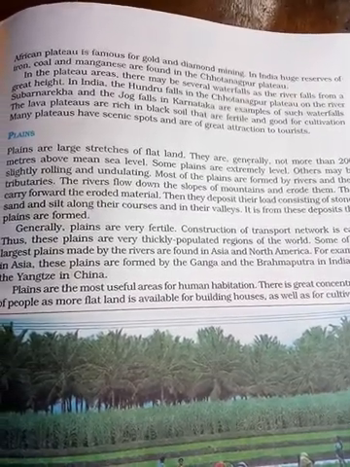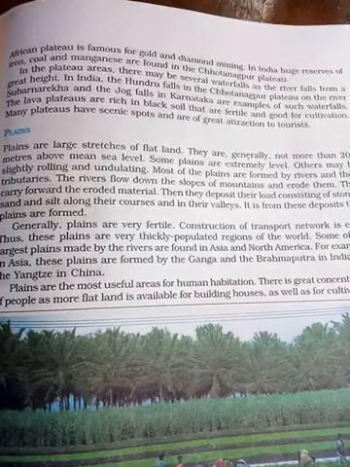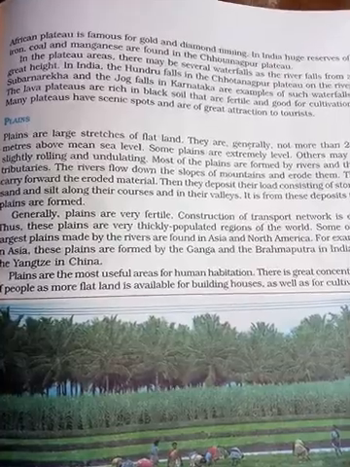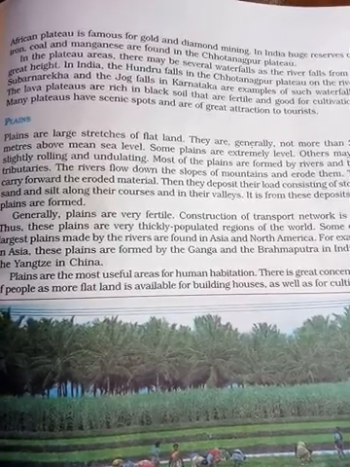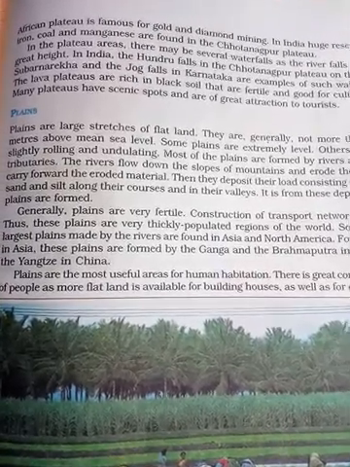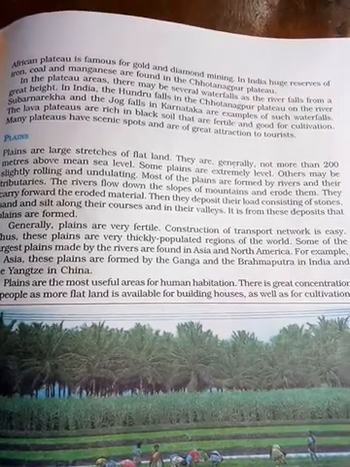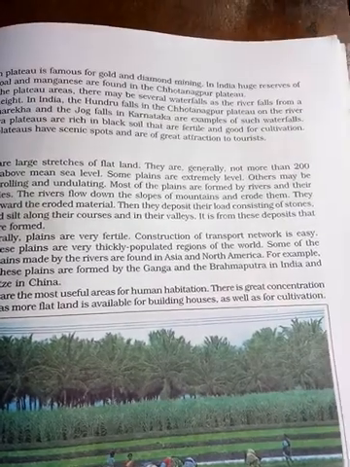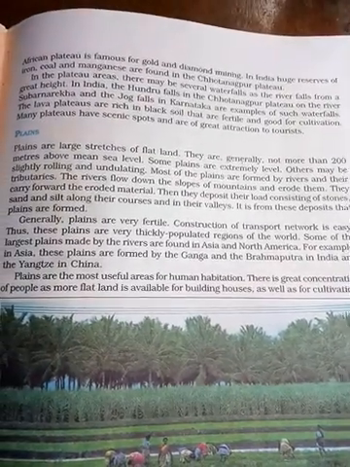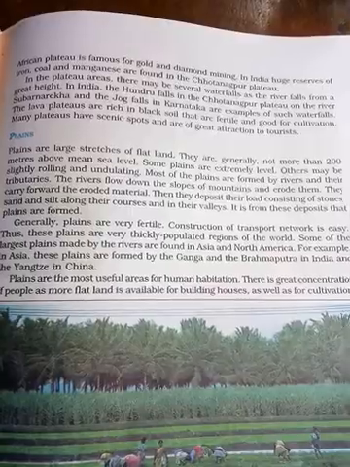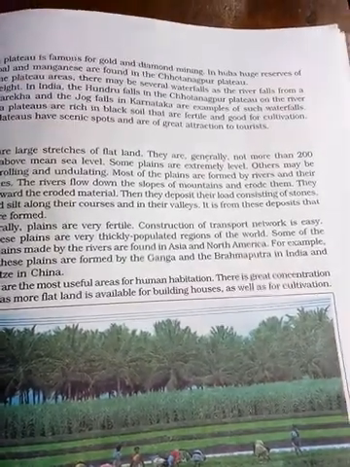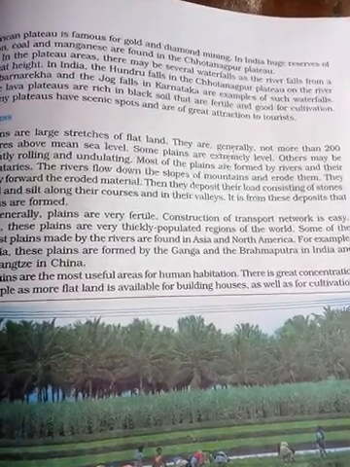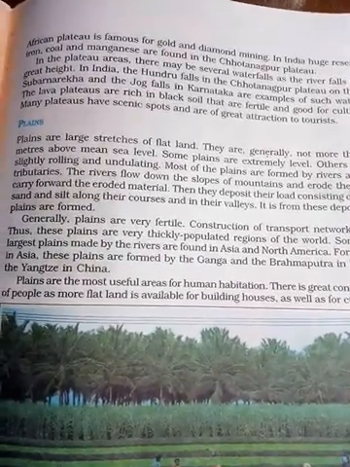From the sea level, they should not be more than 200 meters. That means they should be under 200 meters from mean sea level. Some plains are extremely level, that means some areas are totally flat. Others may be slightly rolling and undulating. In some plain areas they are in rugged form, not totally plain, and some areas are totally flat. They are not the same everywhere.